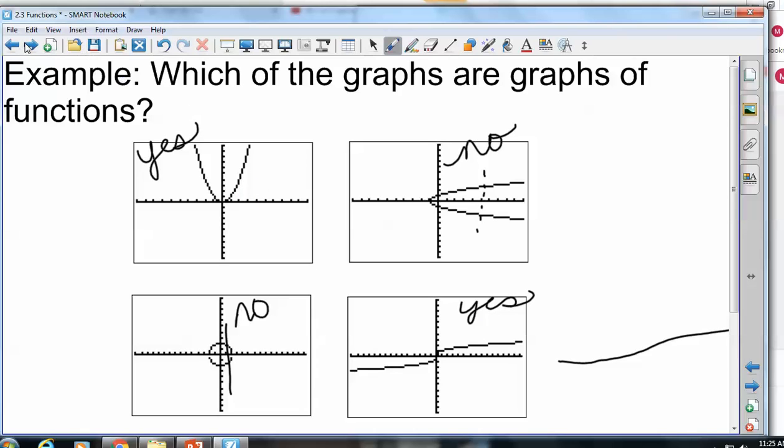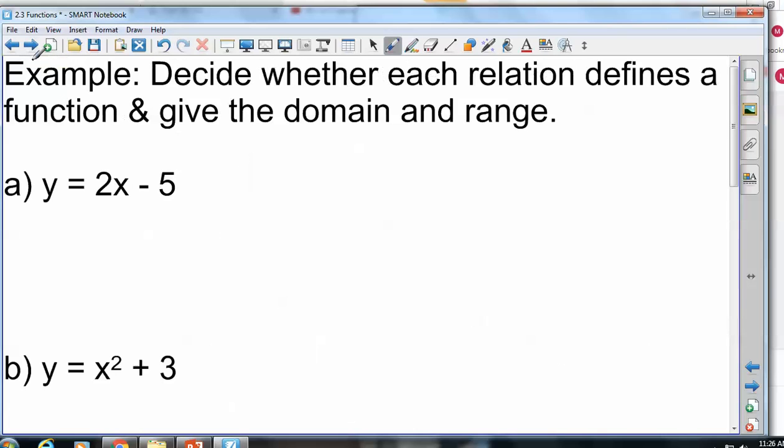Alright, so let's go back to looking at equations and deciding if they're functions. We talked about how to do it just by plugging in numbers, but now we know we could also look at a graph and give our domain and range. So your graphing calculator may come in handy here. You're welcome to use that. On the first one, we probably don't even need a graphing calculator, do we? What's that one look like?